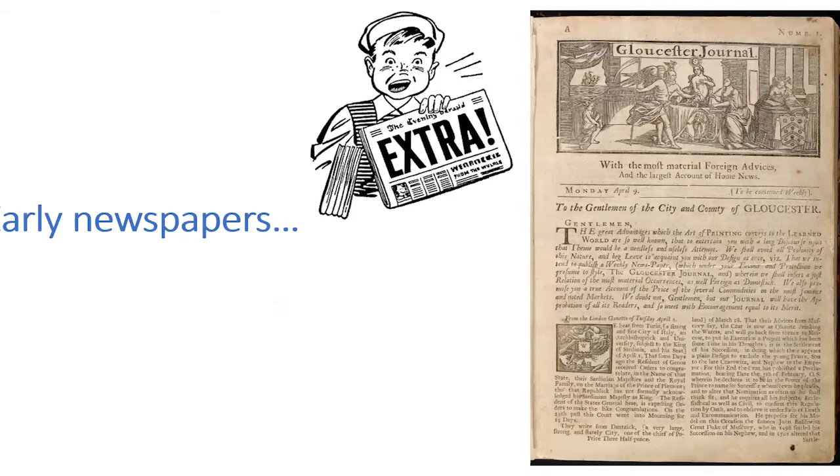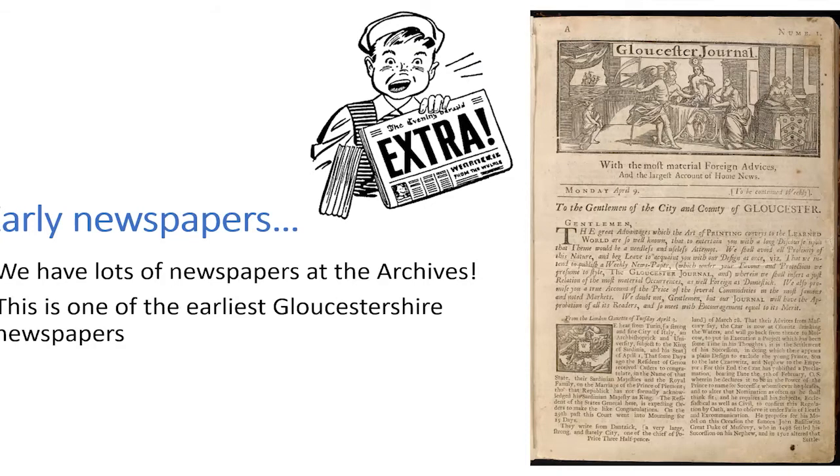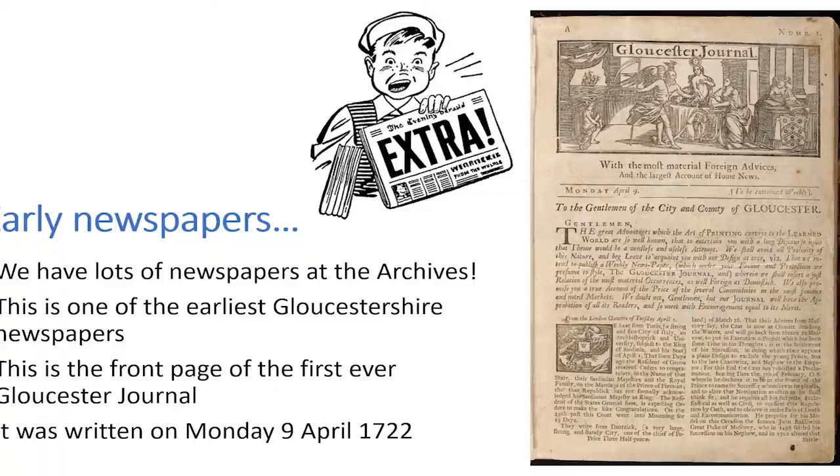So what were early newspapers like? Well, first of all, we have lots of newspapers here at the archives, and we have them going back at least 300 years. And the one to the right you can see is the earliest Gloucestershire newspaper. This is the Gloucester Journal, and this is the front page of the first edition of the first ever newspaper. And it was written on Monday, the 9th of April in 1722.